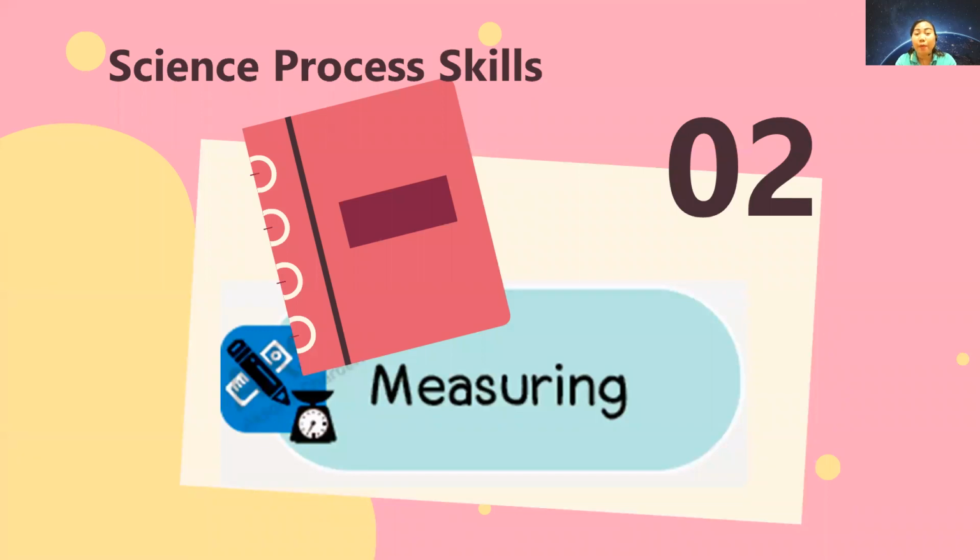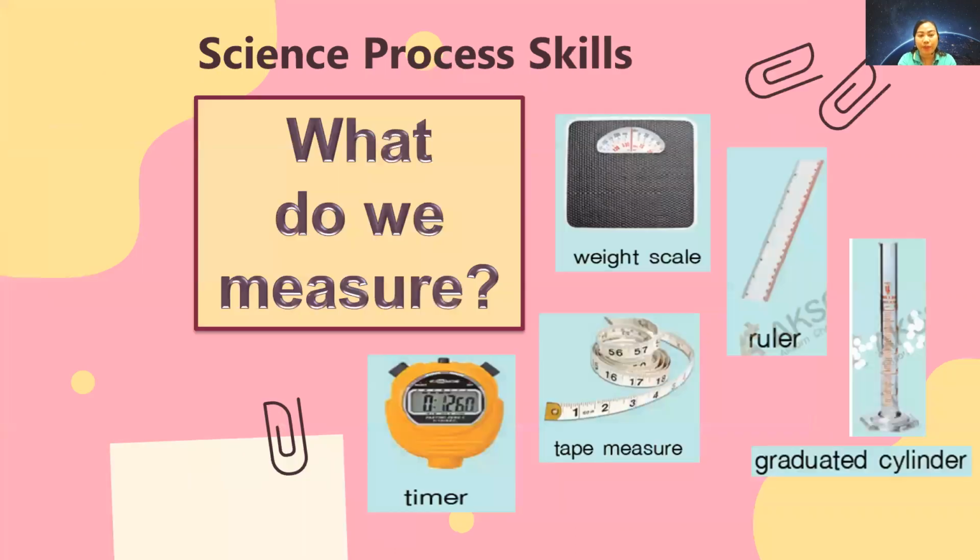So that is for our number 1, for observing. In observing, remember, we use our 5 senses. Now let's go to number 2, measuring. From the word measure. So we measure things. In science, we measure things. What do we measure? Okay, and what do we use to measure?